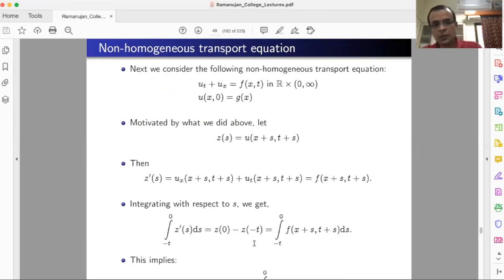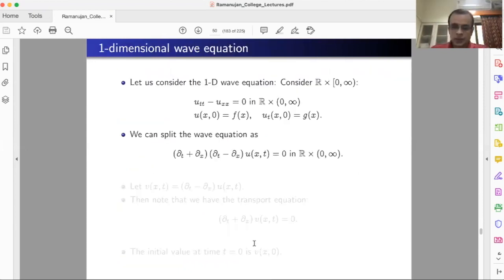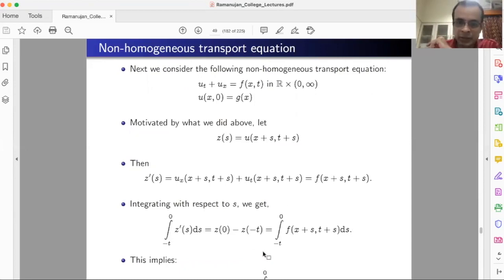Okay, so actually, I'm sorry, this got a little cut off, but pretty much everything is there over here. So z of 0 corresponds to u of x comma t. Okay, and z of minus t, what is it over here? So z of minus t is u of x minus t comma 0. But u of x minus t comma 0 is given to me because when the t plus s part is equal to 0, I know the initial value, which is g of x minus t. So that's all I have put over here. So z of 0 is equal to u of x comma t, and z of minus t is known. It is actually going to be g of x minus t. So that comes to the other side, and then I have the solution.